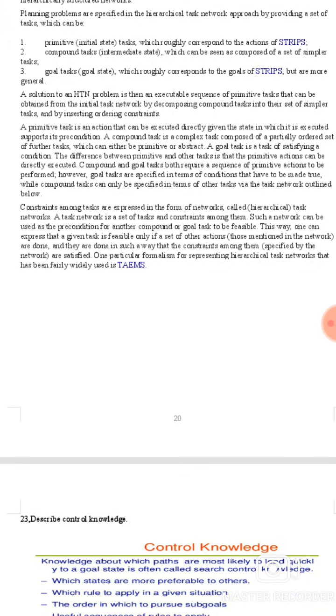A task network is a set of tasks and constraints among them. Such a network can be used as a precondition for another compound or goal task to be feasible. This way, one can express that a given task is feasible only if a set of other actions is performed. One particular formalism for representing hierarchical task networks that has been fairly widely used is TEAMS.